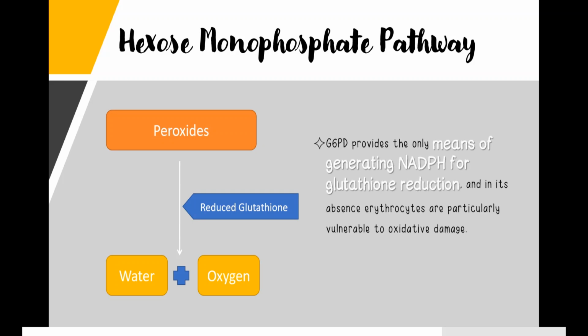The G6PD provides the only means of generating NADPH for glutathione reduction. So please take note of this. It is only the glucose 6 phosphate dehydrogenase enzyme that is capable of generating NADPH that will be used by the cell for the reduction of glutathione. So in the absence of G6PD, the erythrocytes are particularly vulnerable to oxidative damage.